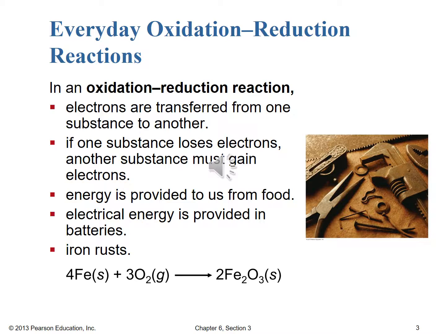The reaction we see at the bottom of the screen there: 4 iron atoms, or 4 moles of iron, plus 3 moles, or 3 oxygen molecules, react to form 2 moles, or 2 formula units, of iron(III) oxide, the typical red rusty solid that flakes off of those iron or steel instruments.